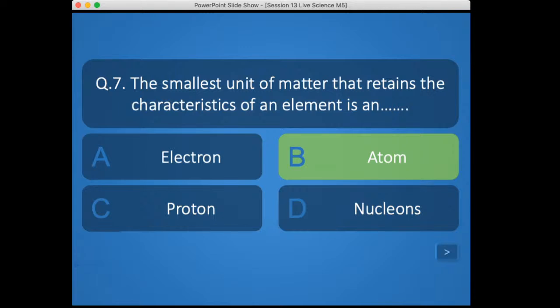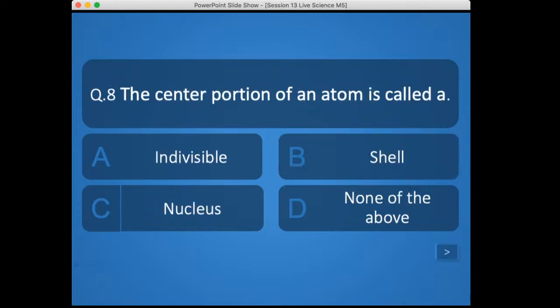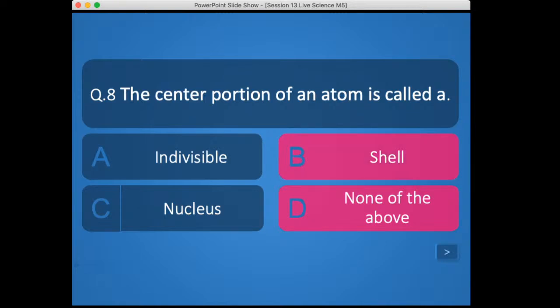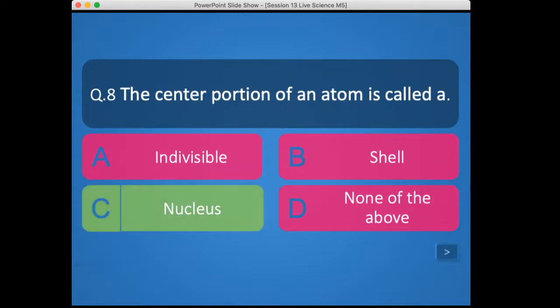Question 8. The center portion of an atom is called A. Indivisible, B. Shell, C. Nucleus, D. None of the above. None of the above, no. Shell, no. The correct answer is C, which is nucleus.